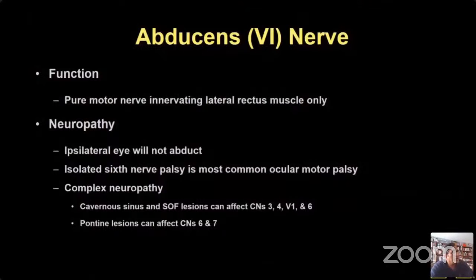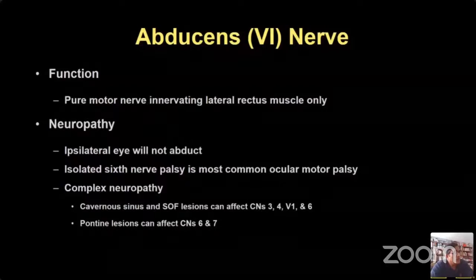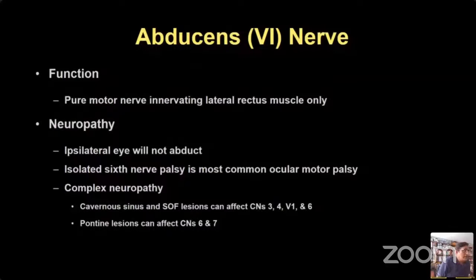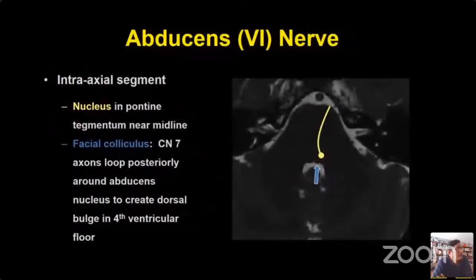So finally, the fifth cranial nerve is over. We can now start off with the abducent nerve, the sixth cranial nerve. That's a pure motor nerve that innervates the lateral rectus muscle only and nothing else. And this gives rise to a sixth nerve palsy, which presents as a squint. It gives rise to complex neuropathy, but let's trace its anatomic orientation.